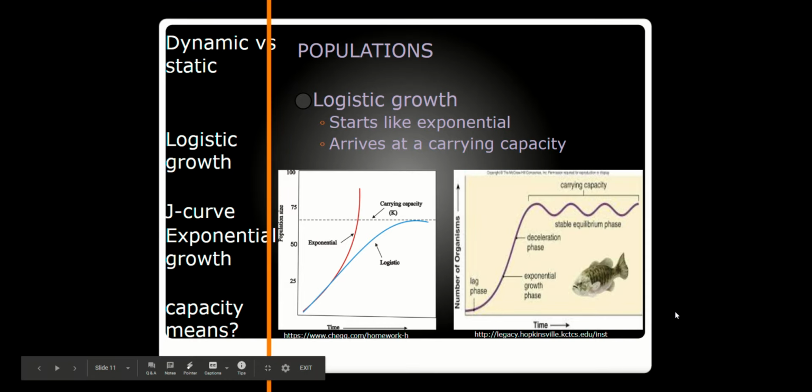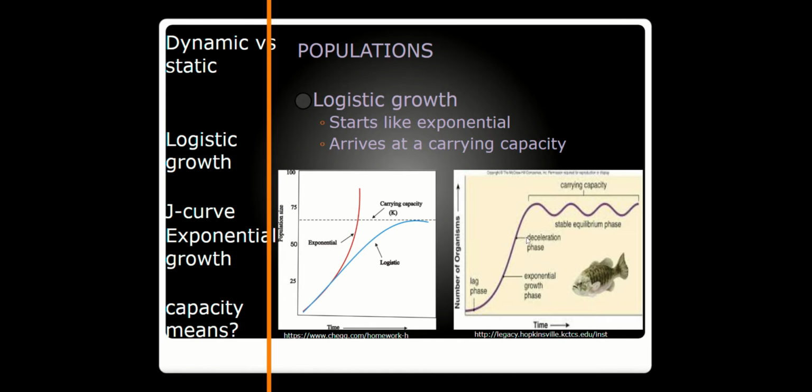Realize no one told Mr. Fish here, you've got to stop having kids, and we're going to really level this off. And it doesn't work that way, even if the fish did understand that. There's a stable equilibrium phase that does go up and down a bit. It fluctuates about and around that carrying capacity.